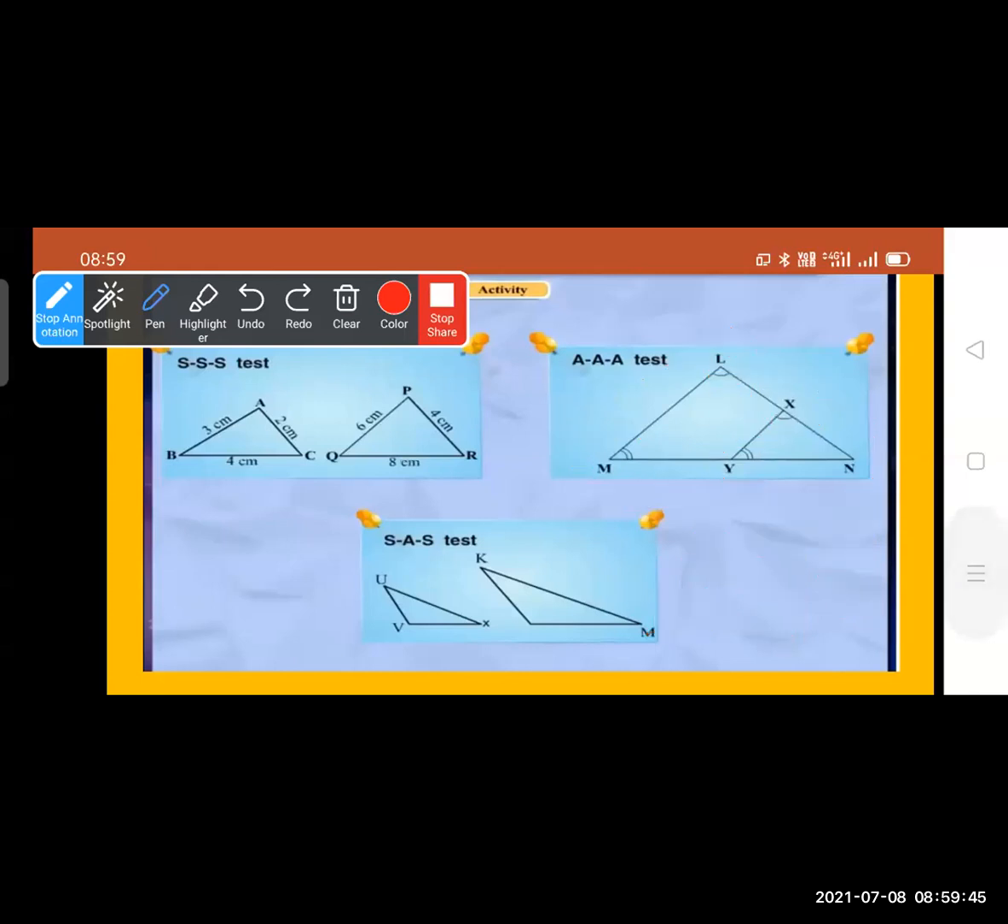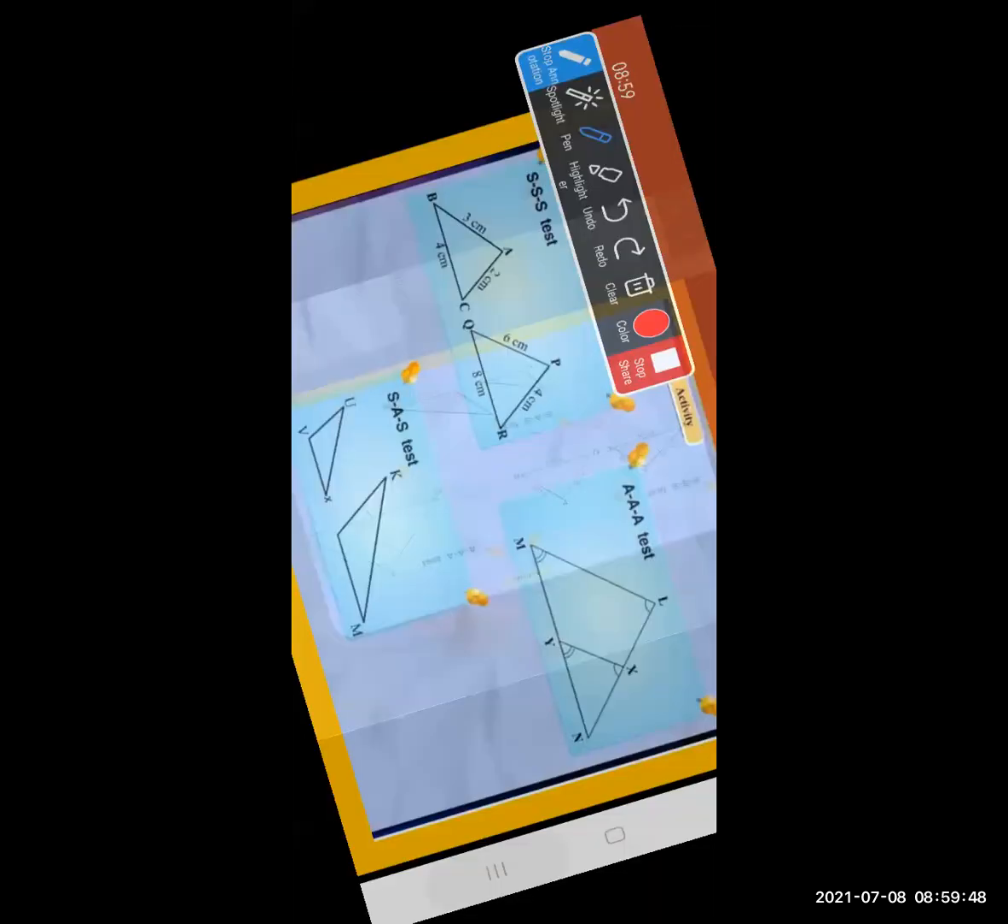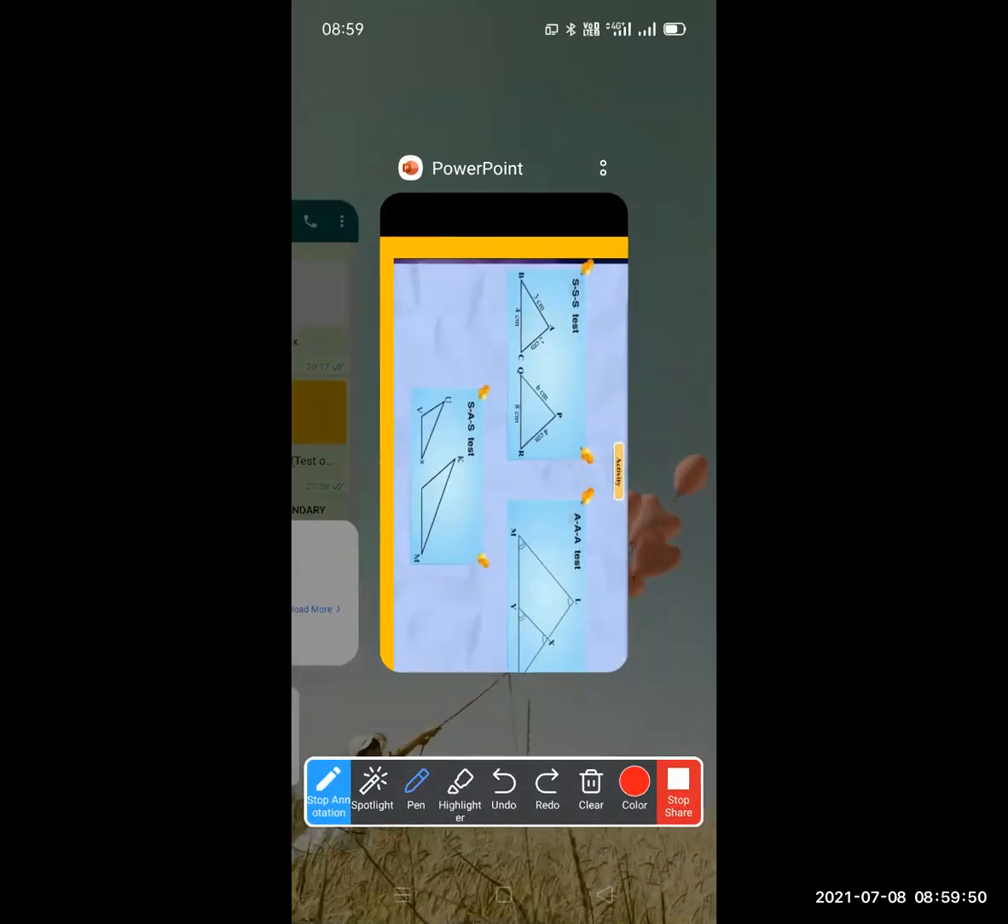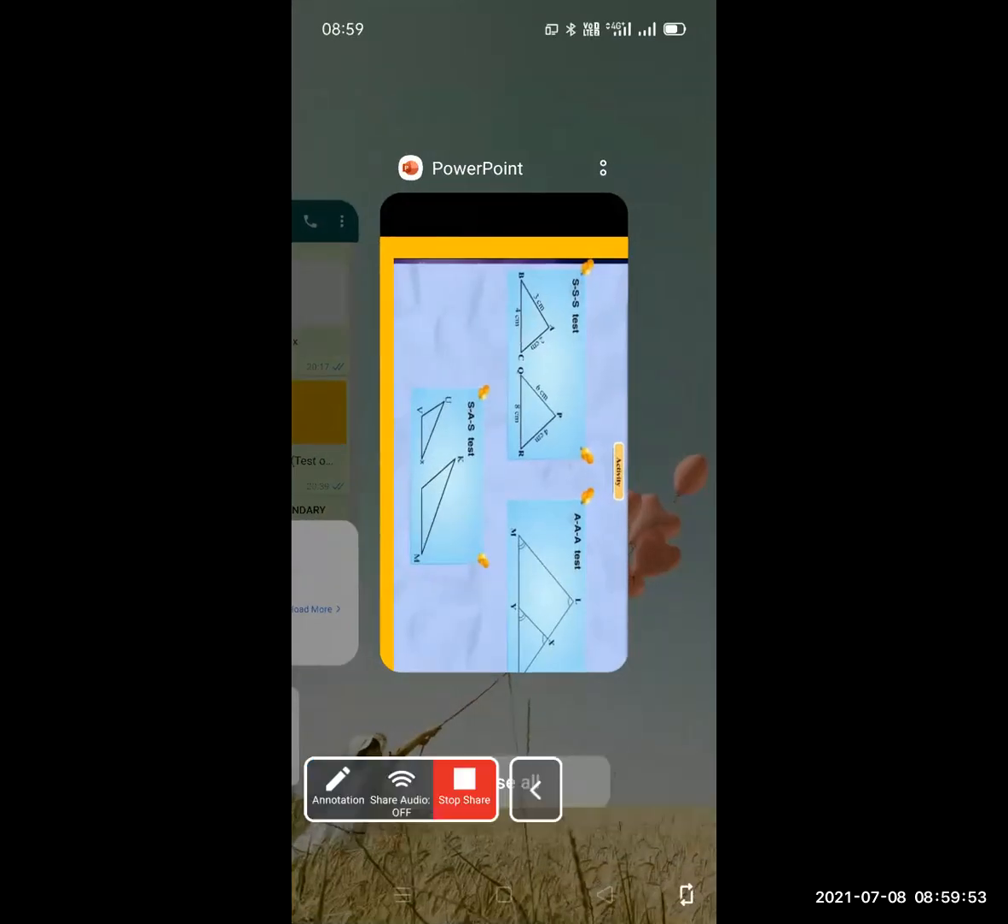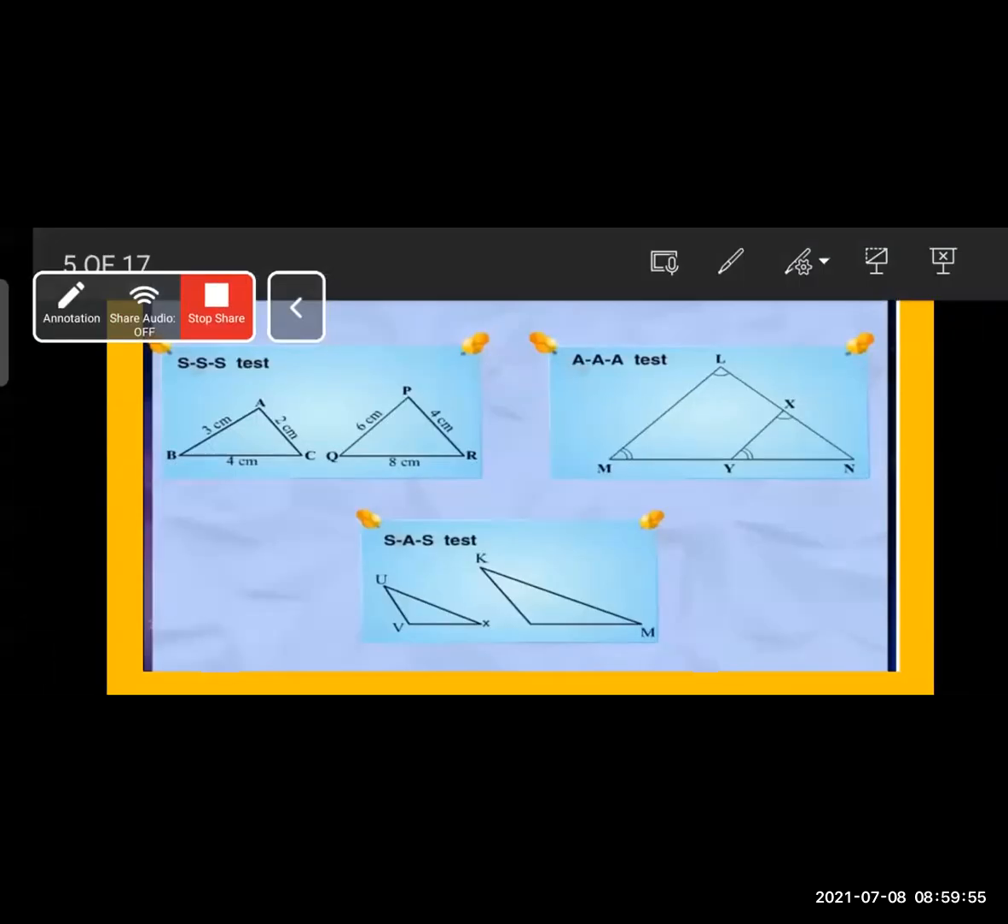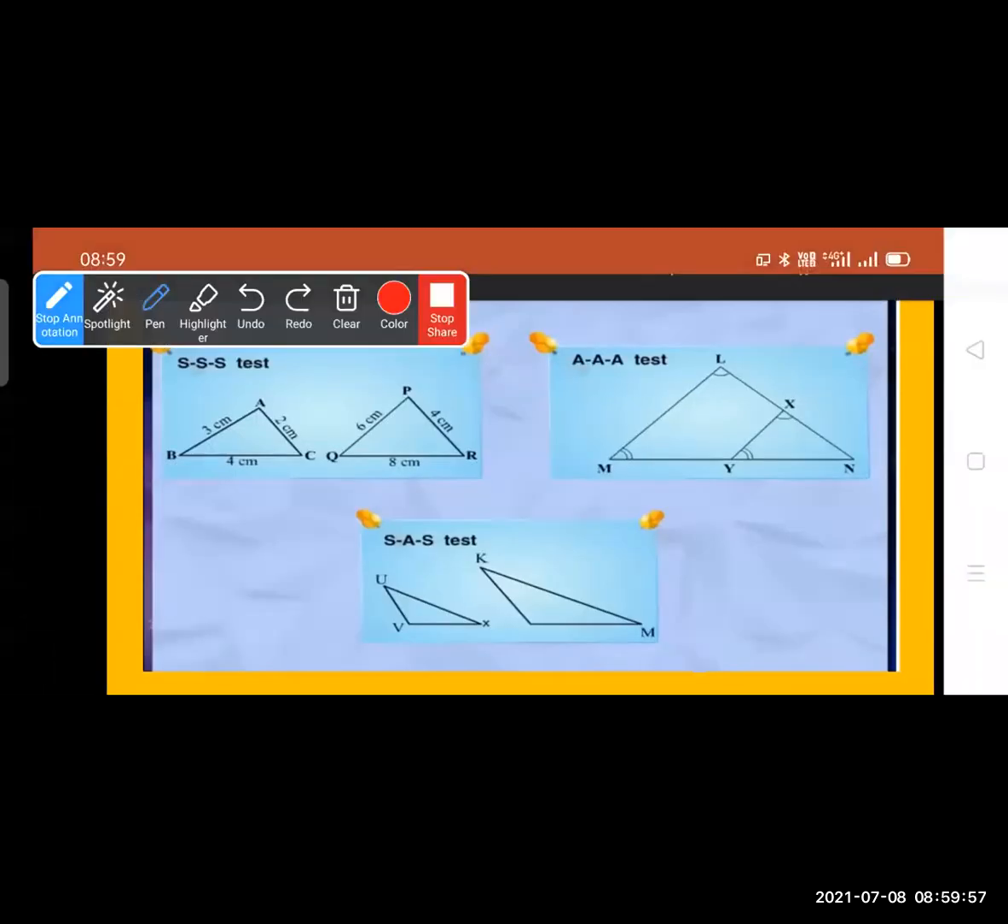So finally you write here triangle LMN similar to triangle XYZ, and in bracket, by AA test. Okay, so this is how you have to write it. Is it okay? Now last question, third activity, SAS test.